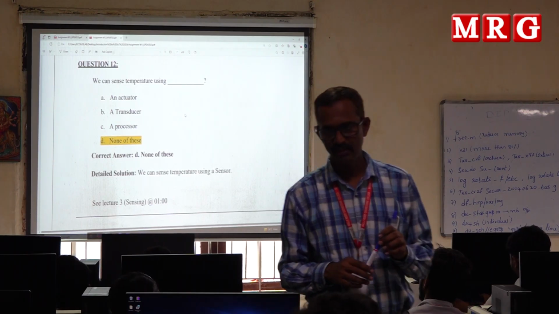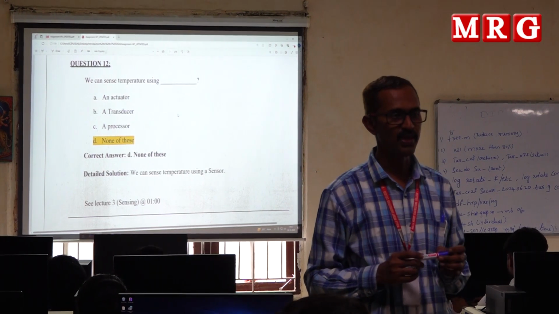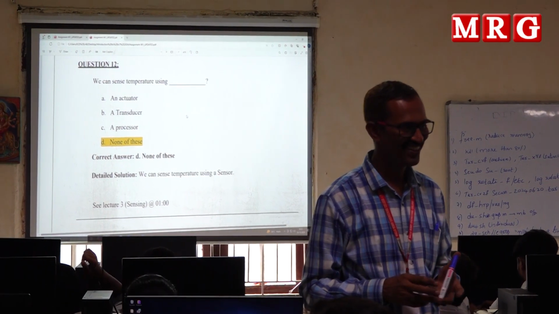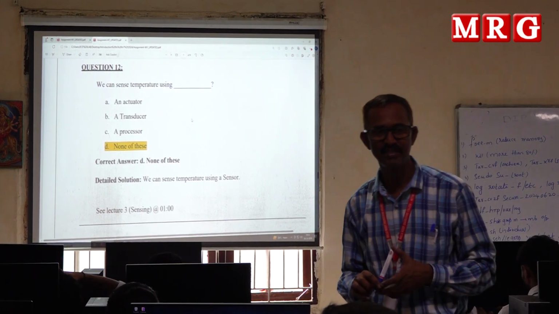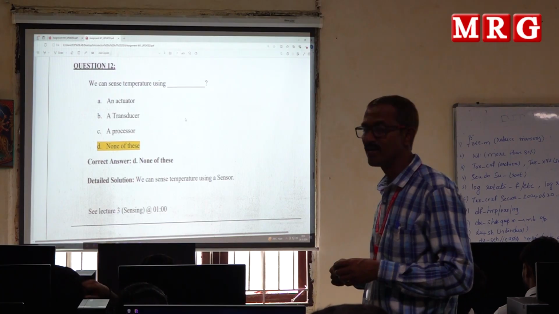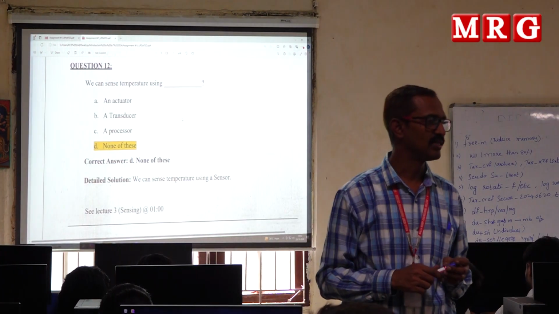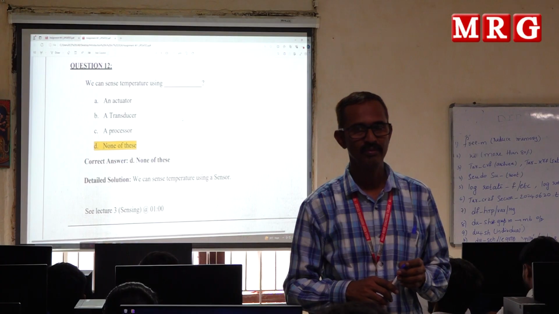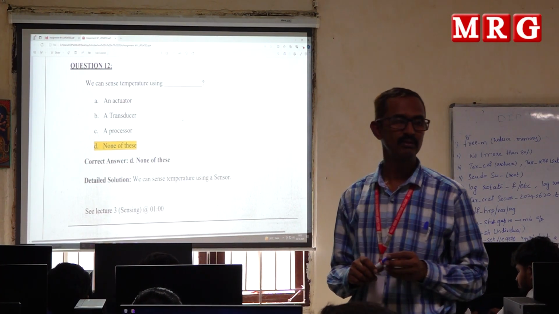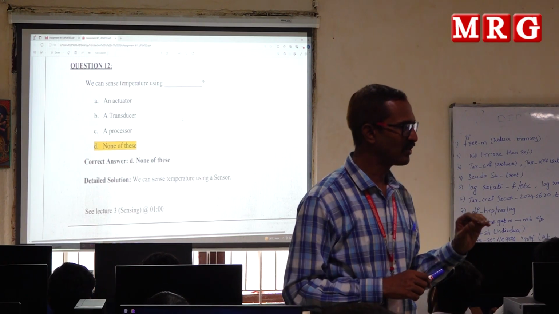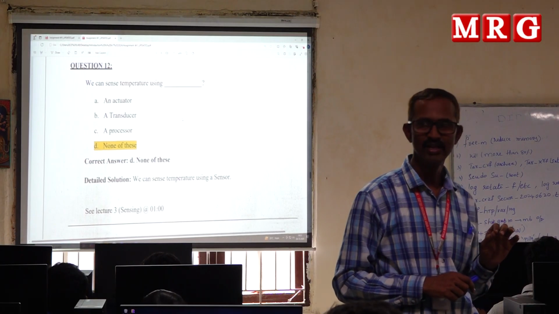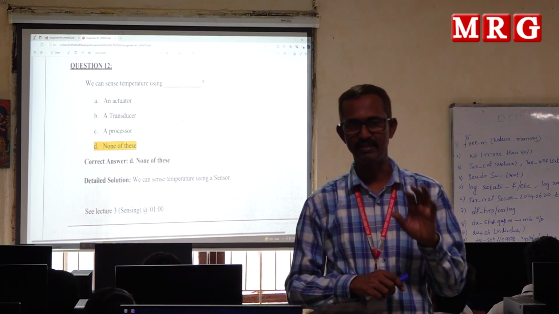We can sense temperature using what? Sensor is the answer, directly. But do you have that answer? There are other options. Actuator is another device, like a motor. Motor is an example of an actuator. Transducer, to some extent it is correct, but not perfectly correct. Sensor is the perfect answer.